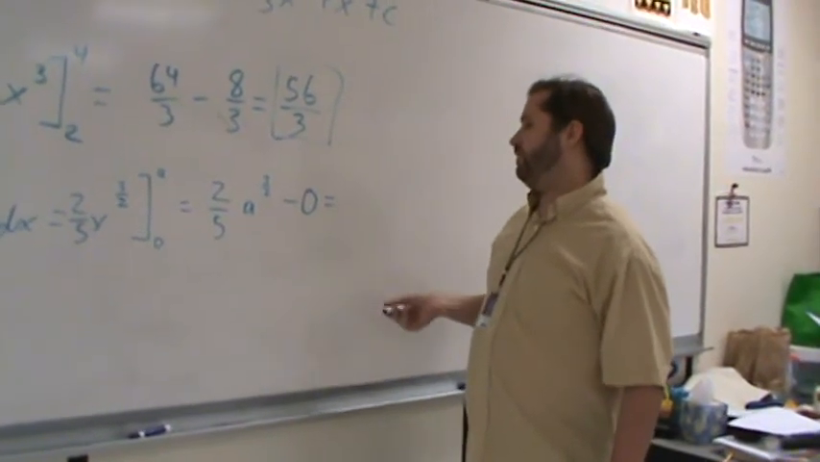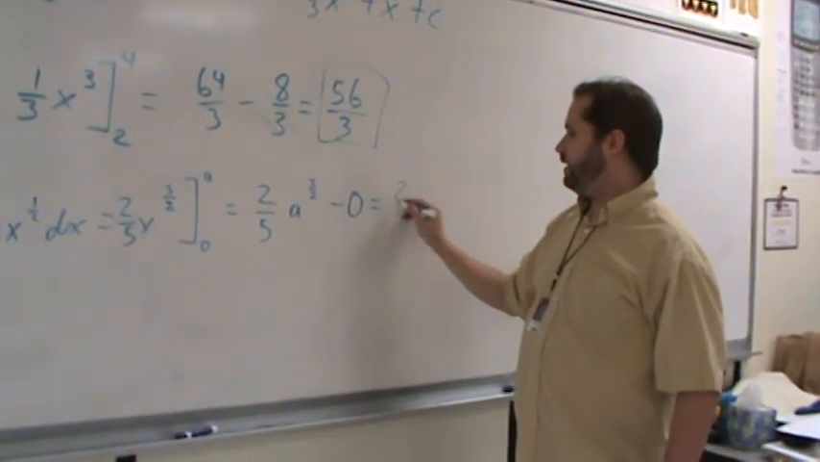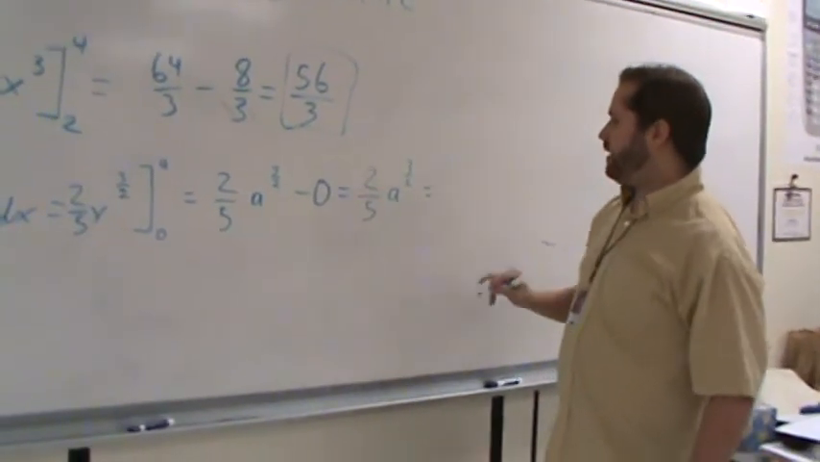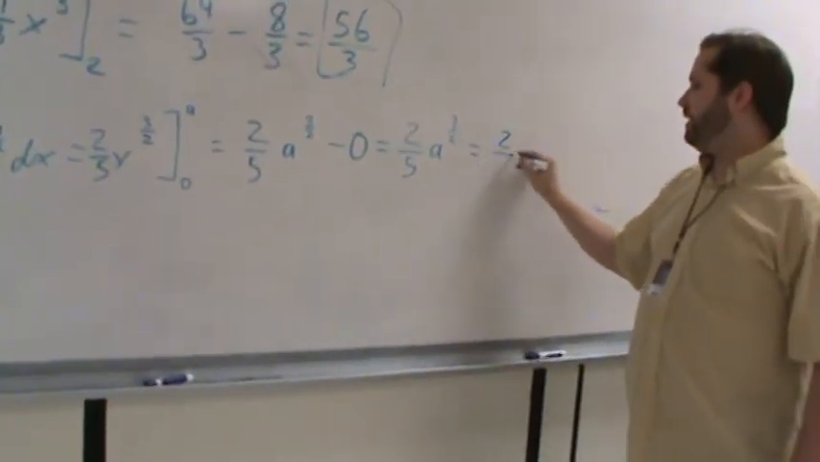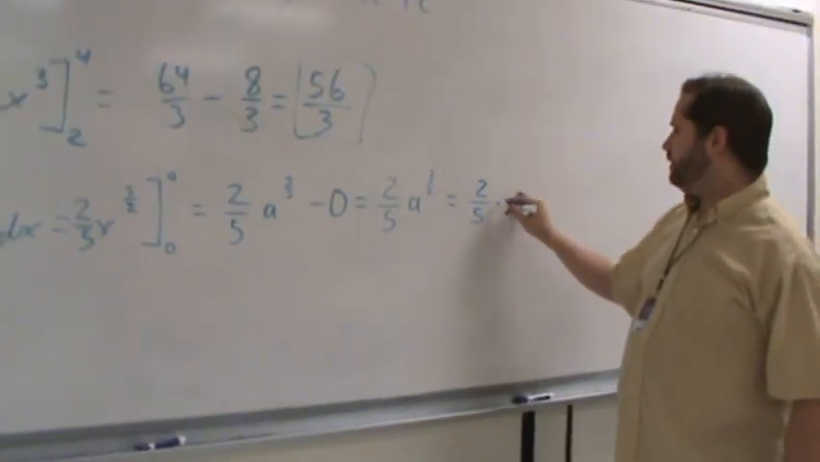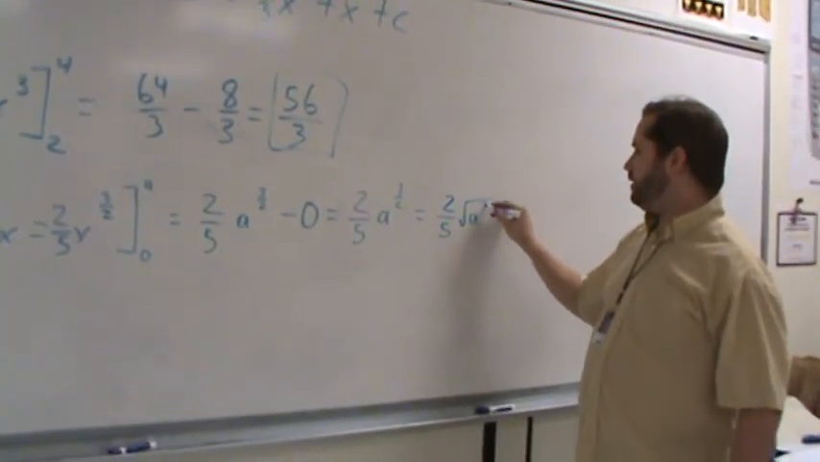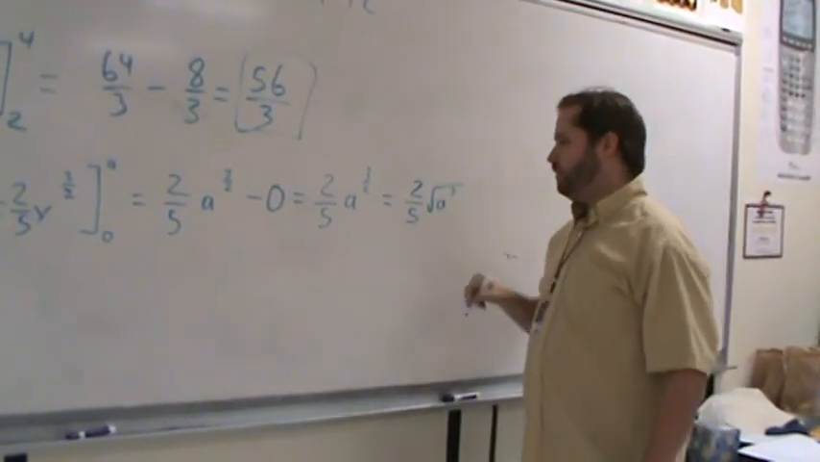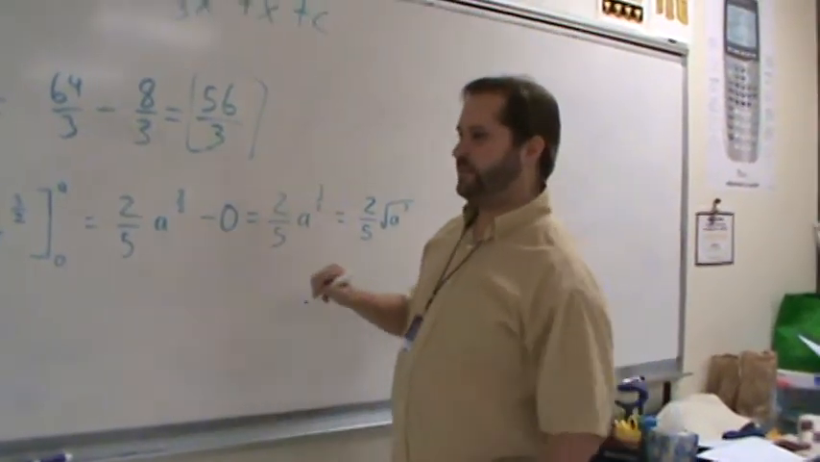The answer might not look like this. They could simplify 2/5 a to the 3/2, maybe making it look more like 2/5 of the square root of a cubed. The cube being up there and the 2 on the bottom being the root. That's the end of these problems.